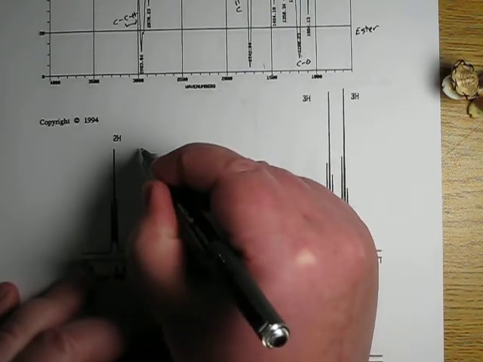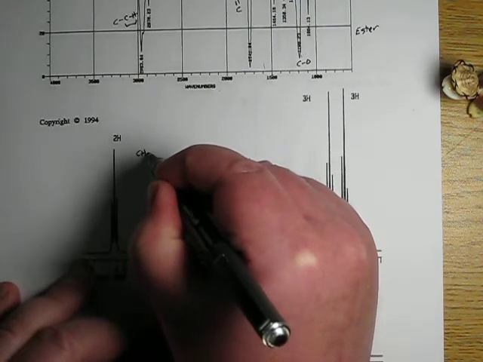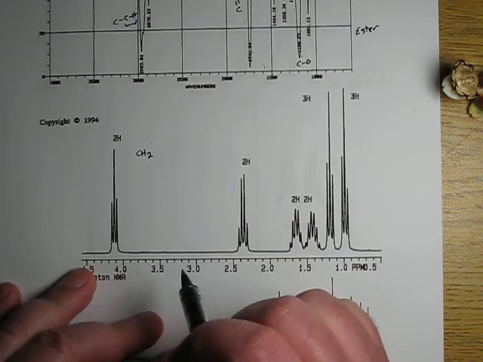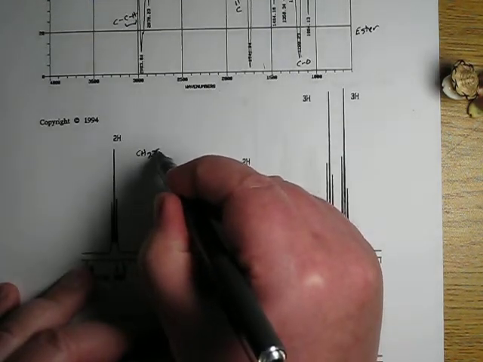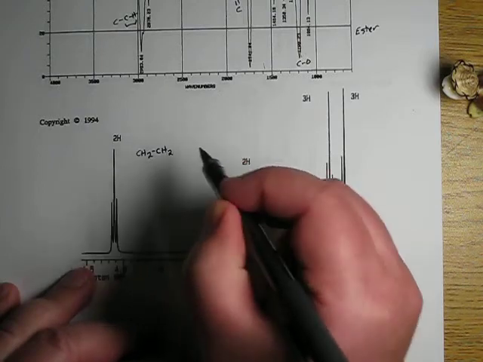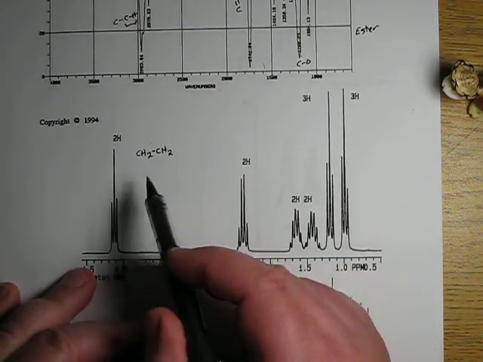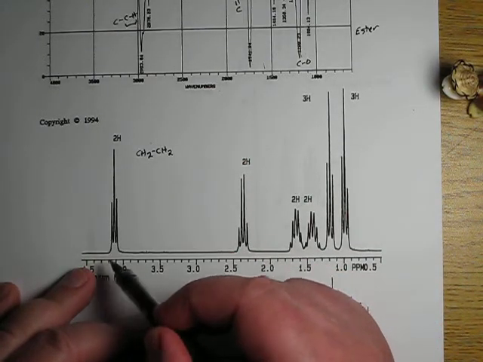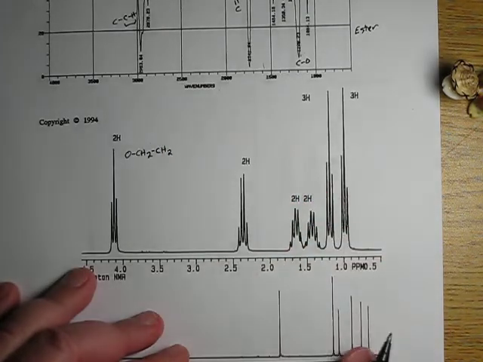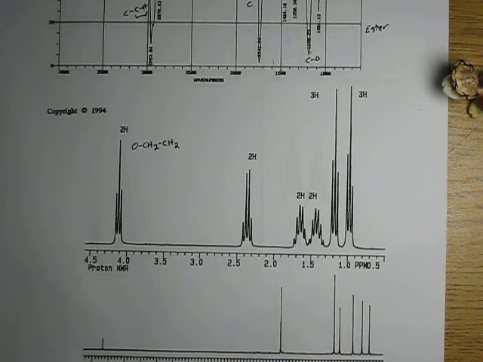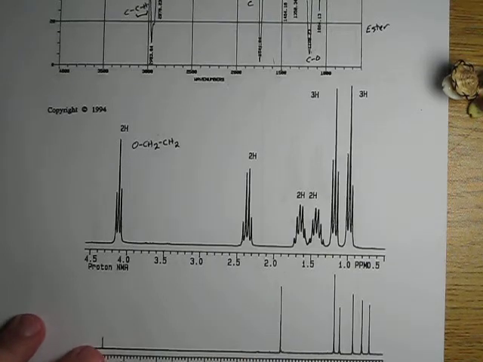Integration, well, I think this is a CH2. That's the most likely thing to integrate to 2. It's a triplet. That tells me there's probably a CH2 next to it. And it's down at 4 ppm. What can bring it down to 4 ppm? I am guessing an oxygen. That oxygen will bring it down to 4. So my first guess for that peak is that. Okay, let's move on here.